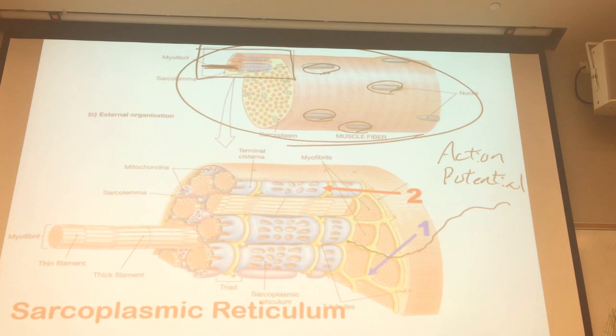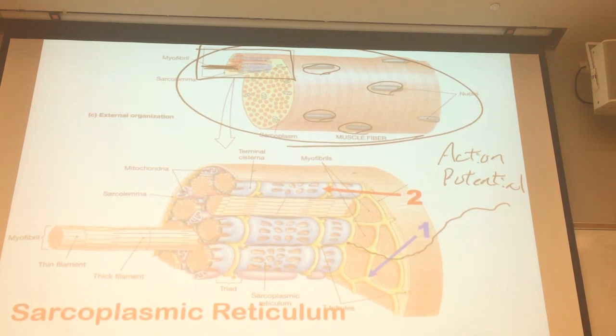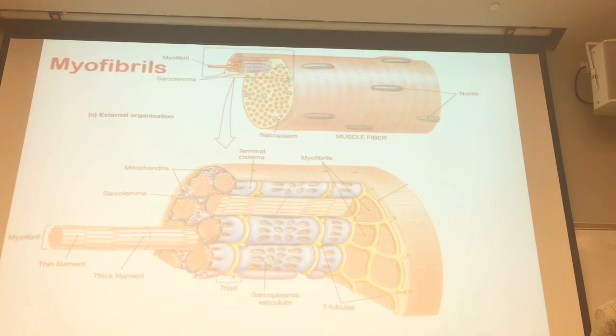And what was inside of the sarcoplasmic reticulum? Calcium. So what do you think is very concentrated inside of the terminal cistern? Calcium. That's exactly right. So now we have to talk about what is so important about these myofibrils being surrounded by the sarcoplasmic reticulum.